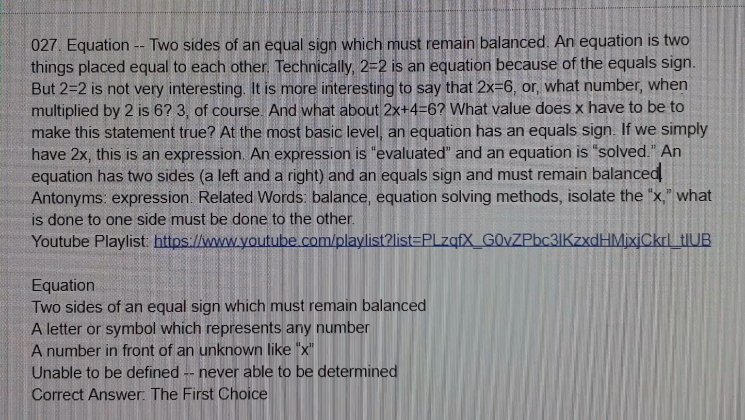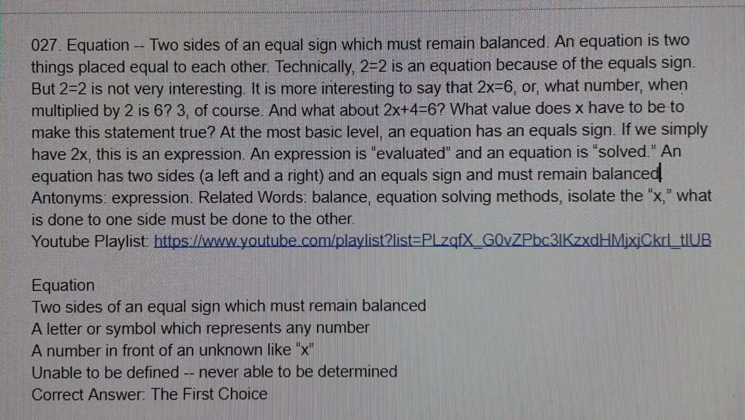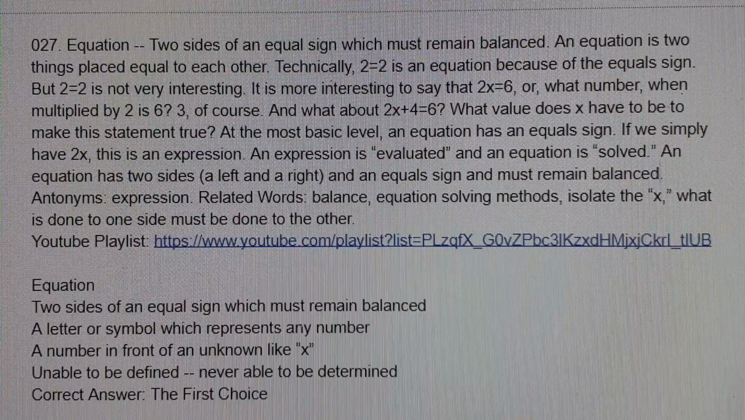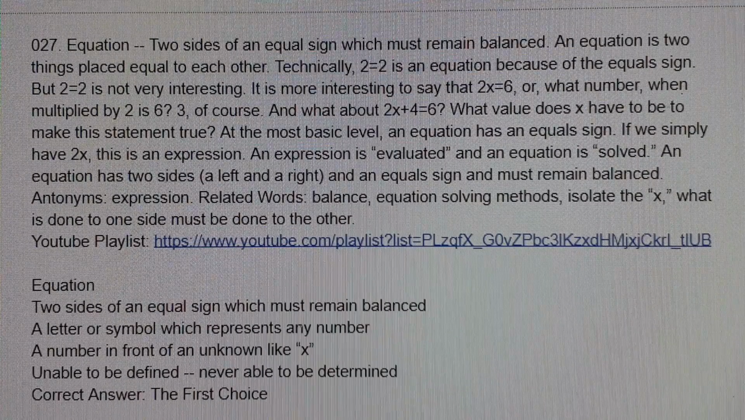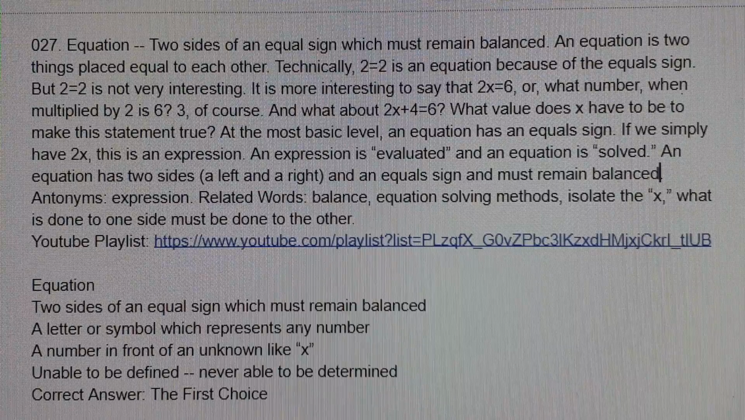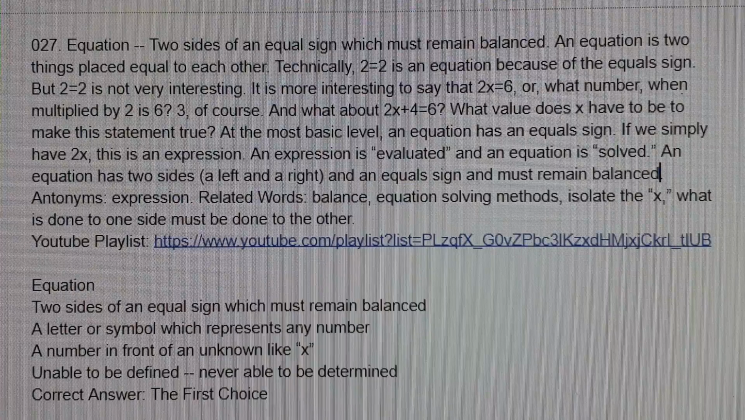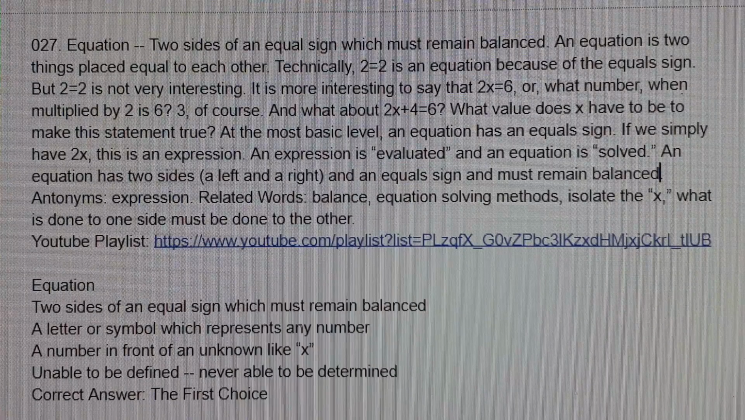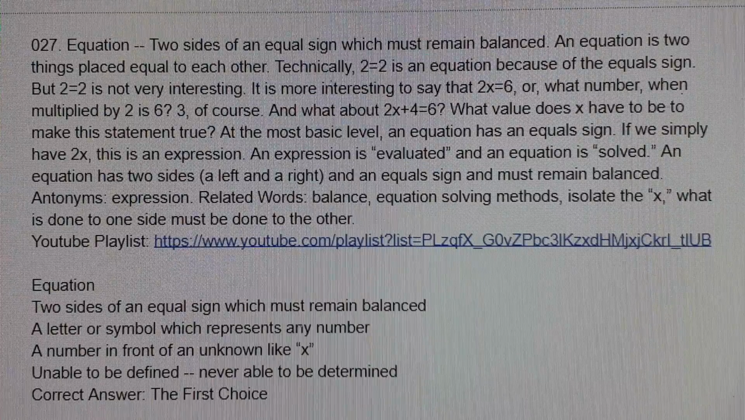It is more interesting to say that 2x equals 6, or what number, when multiplied by 2, is 6? 3, of course. And what about 2x plus 4 equals 6? What value does x have to be to make this statement true? At the most basic level, an equation has an equal sign.